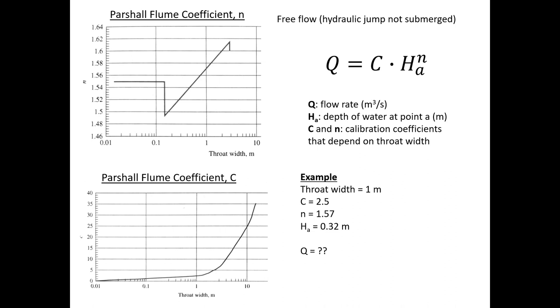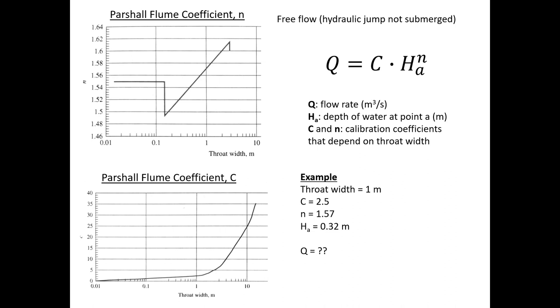The only thing that we have with units is the depth. And it has units of meters. So how do we get meters taken to the 1.57 power turning into cubic meters per second? It's because this is not a fundamental equation. This is just an empirical equation with these calibration factors.